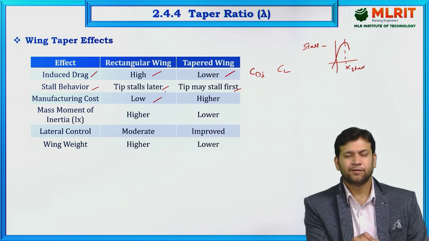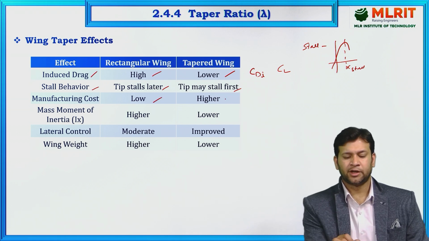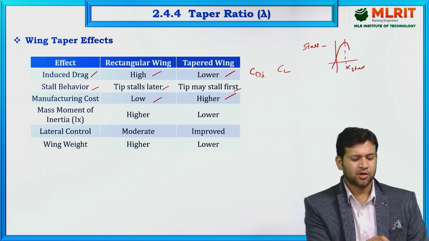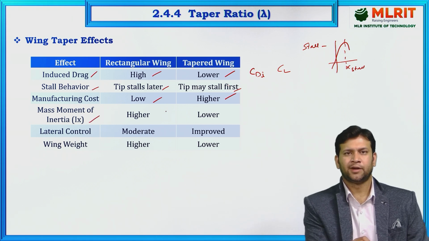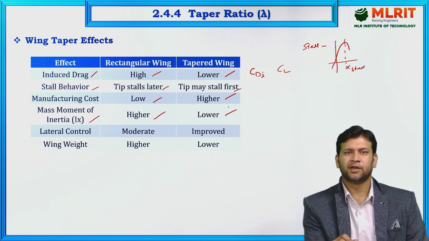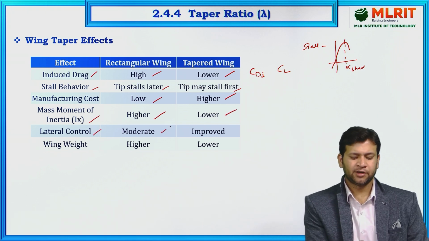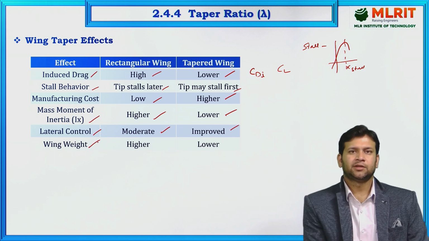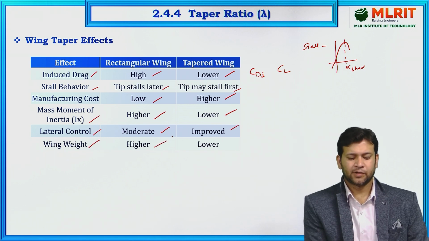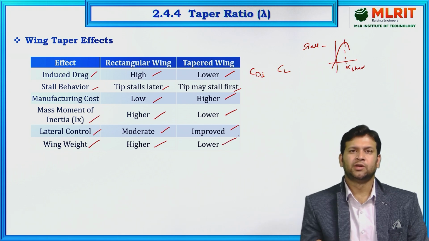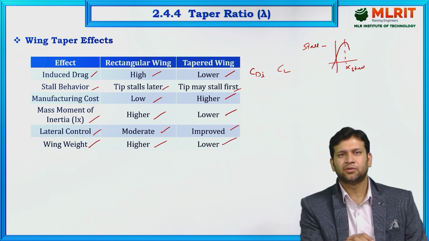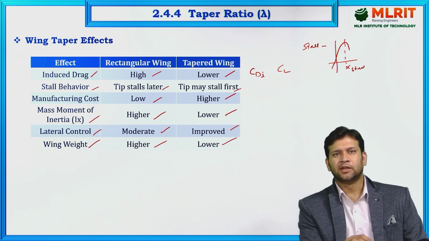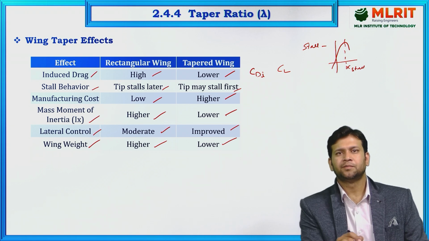Manufacturing cost. For rectangular wing, it is low. For tapered wing, it is high due to the redundancy of the structure. Mass moment of inertia. For rectangular wing, it is high. For tapered wing, it is low. Lateral control. For rectangular wing is moderate, and for tapered wing is improved. Wing weight. For rectangular wing is higher, and tapered wing it is lower. So these are some parameters based on which we will be considering our type of wing.